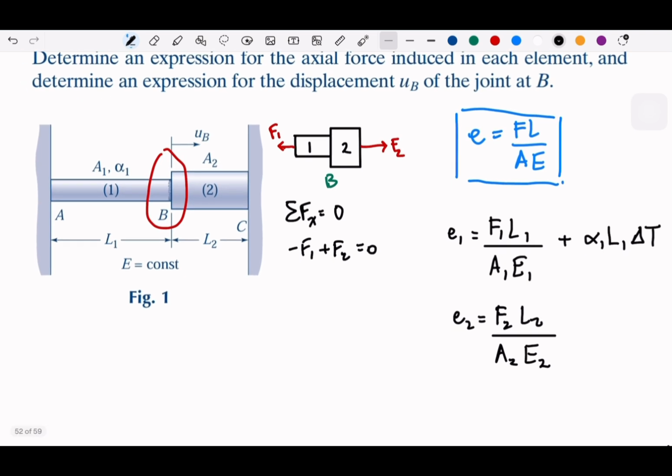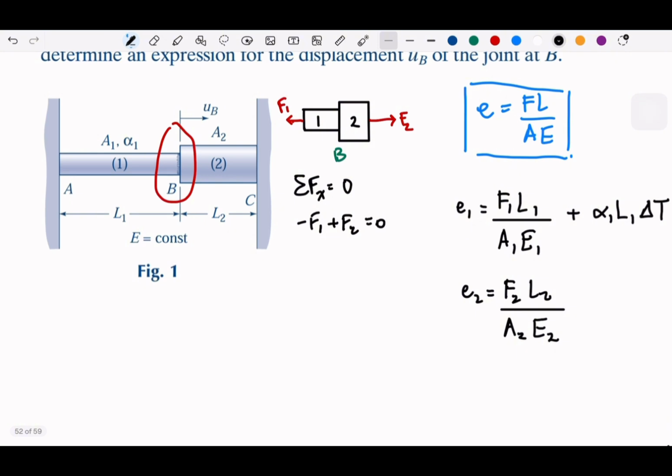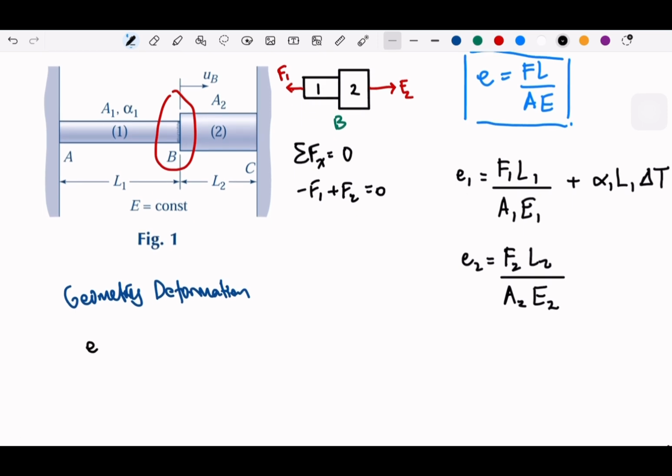Now for the total deformation, since A and C are fixed points at each wall, welded to the wall, we can write our geometry deformation. The total elongation from A to C is going to be e1 plus e2, which is going to be 0, because it's fixed on both endpoints.